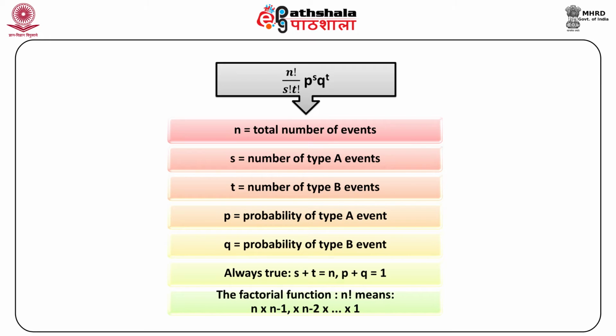The factorial function n factorial means n multiplied by n minus 1 multiplied by n minus 2 and so on, till multiplied by 1. For example, 5 factorial can be represented as 5 multiplied by 4 multiplied by 3 multiplied by 2 multiplied by 1, which is equivalent to 120.